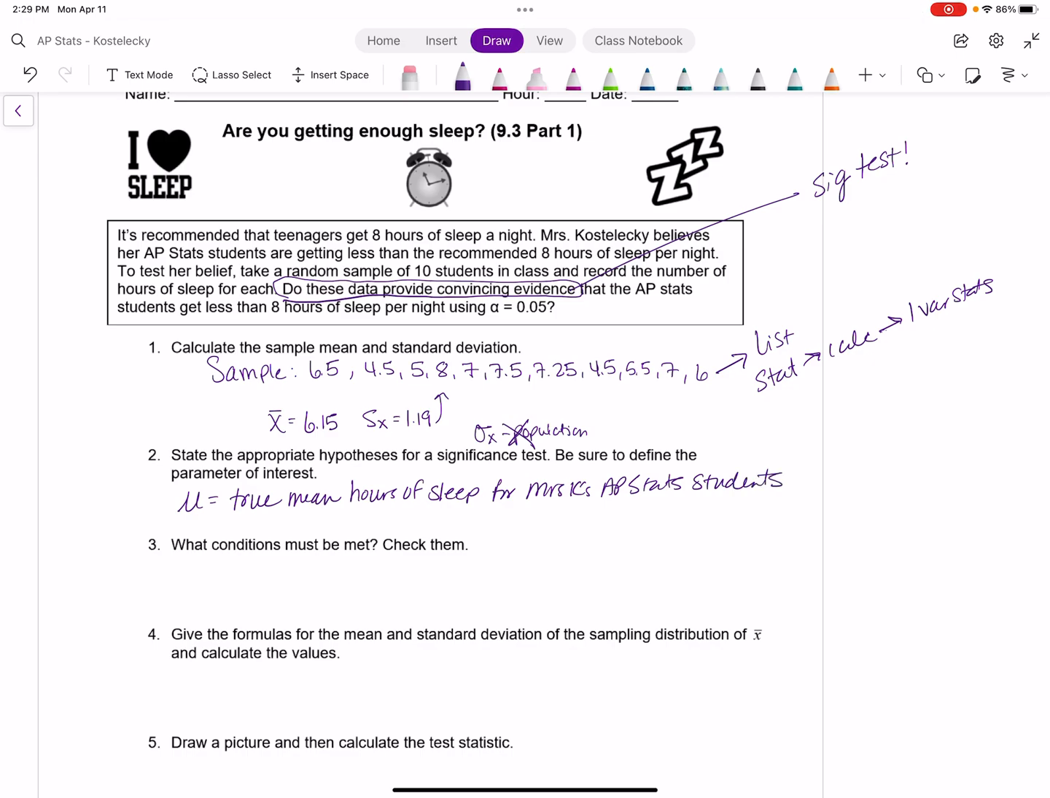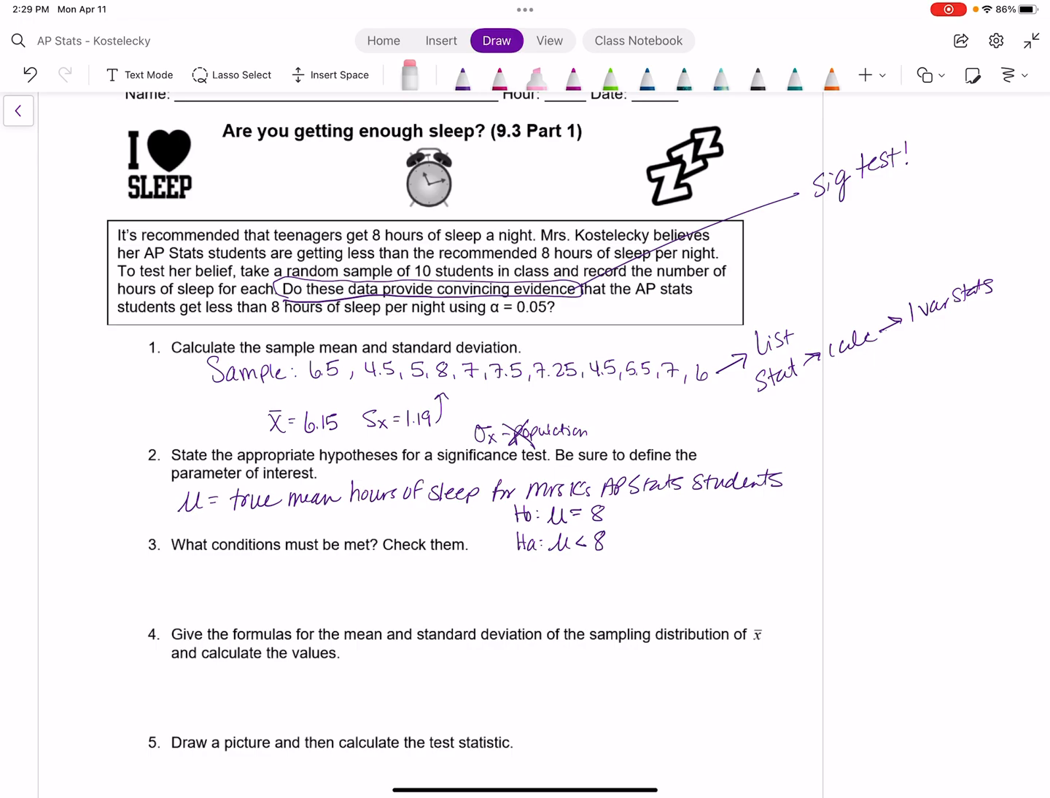And then my hypotheses, I'm going to do H0: mu equals 8 and HA: mu is less than 8. So it's a mean. We want to use mu for a symbol. Our null is going to be the claim that it's recommended teenagers get 8 hours of sleep a night. And then I think my class gets less than 8. So that's why my alternative is going to be mu is less than 8.